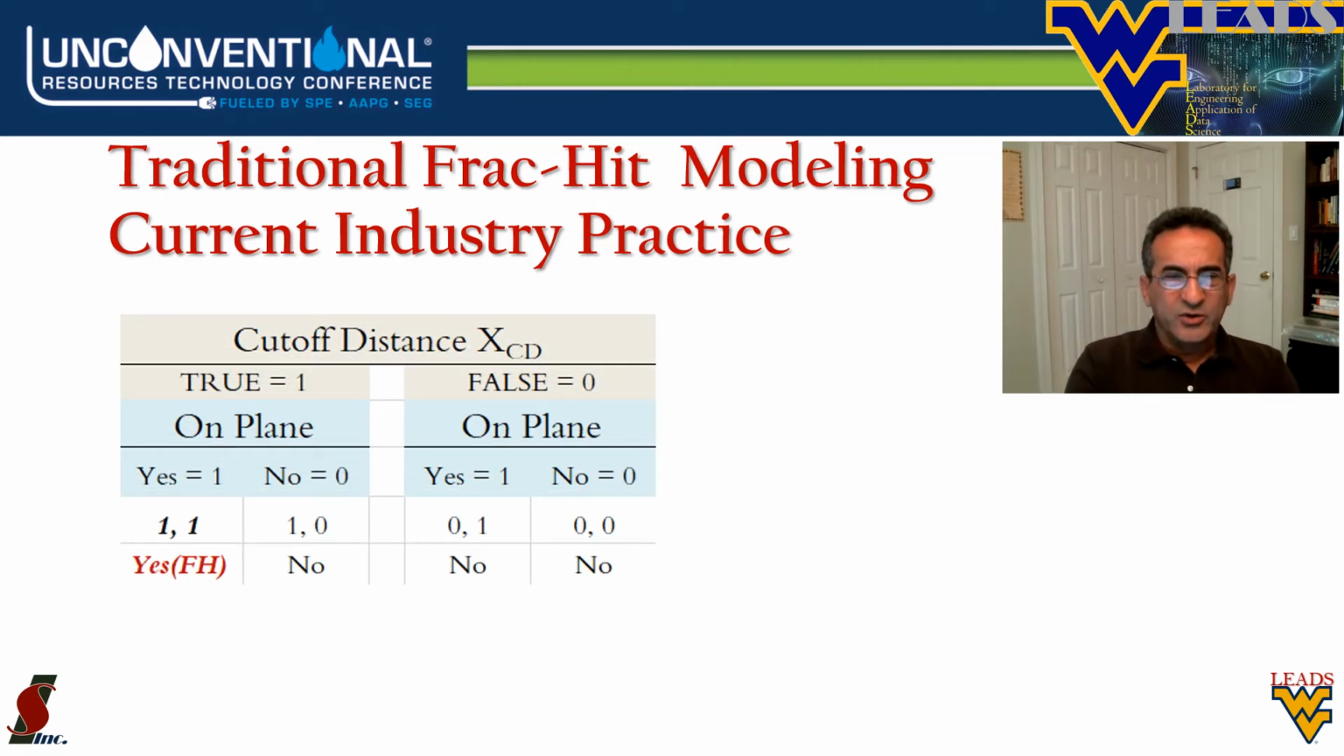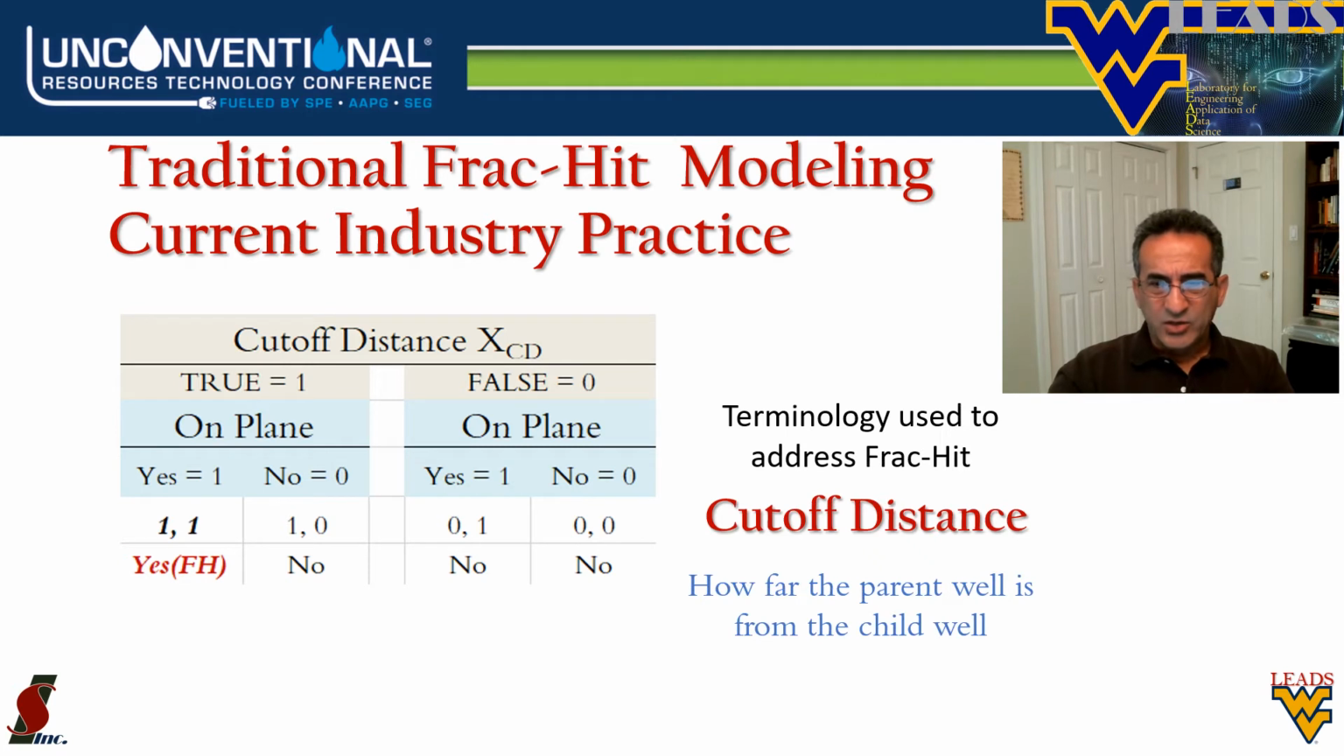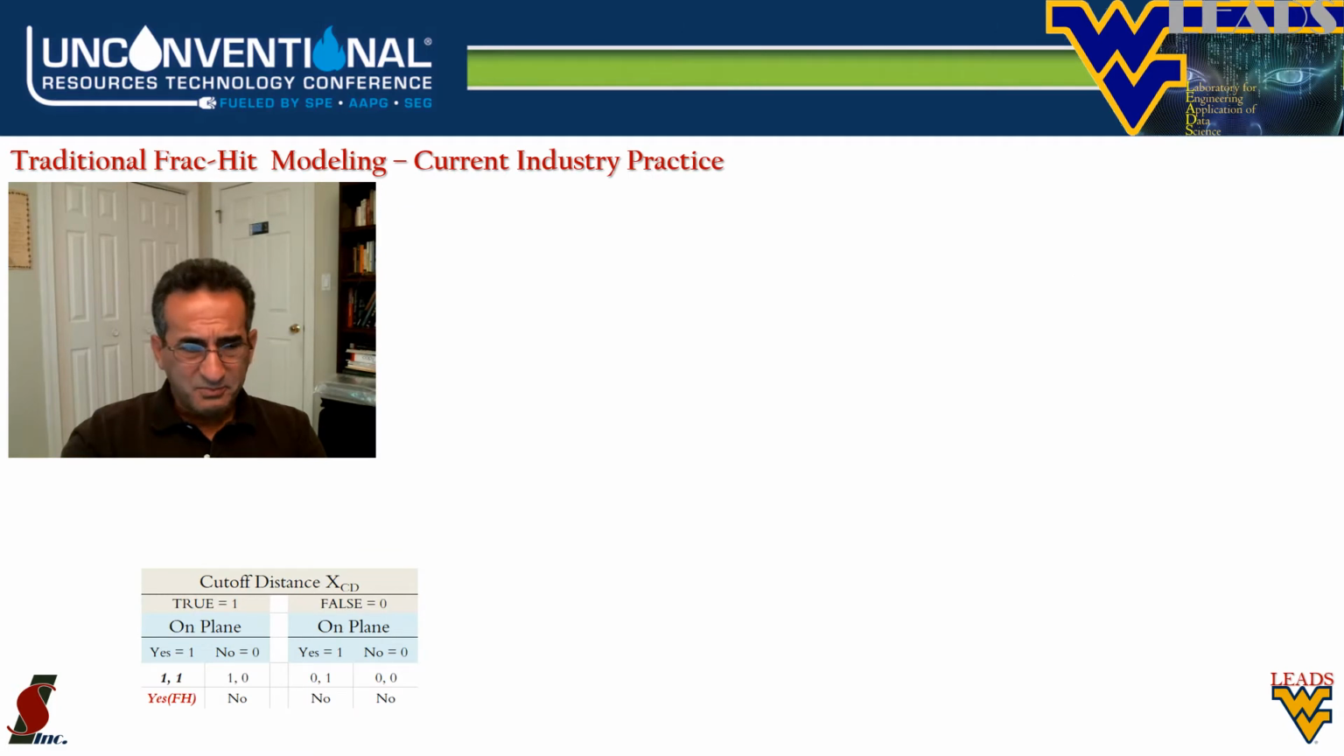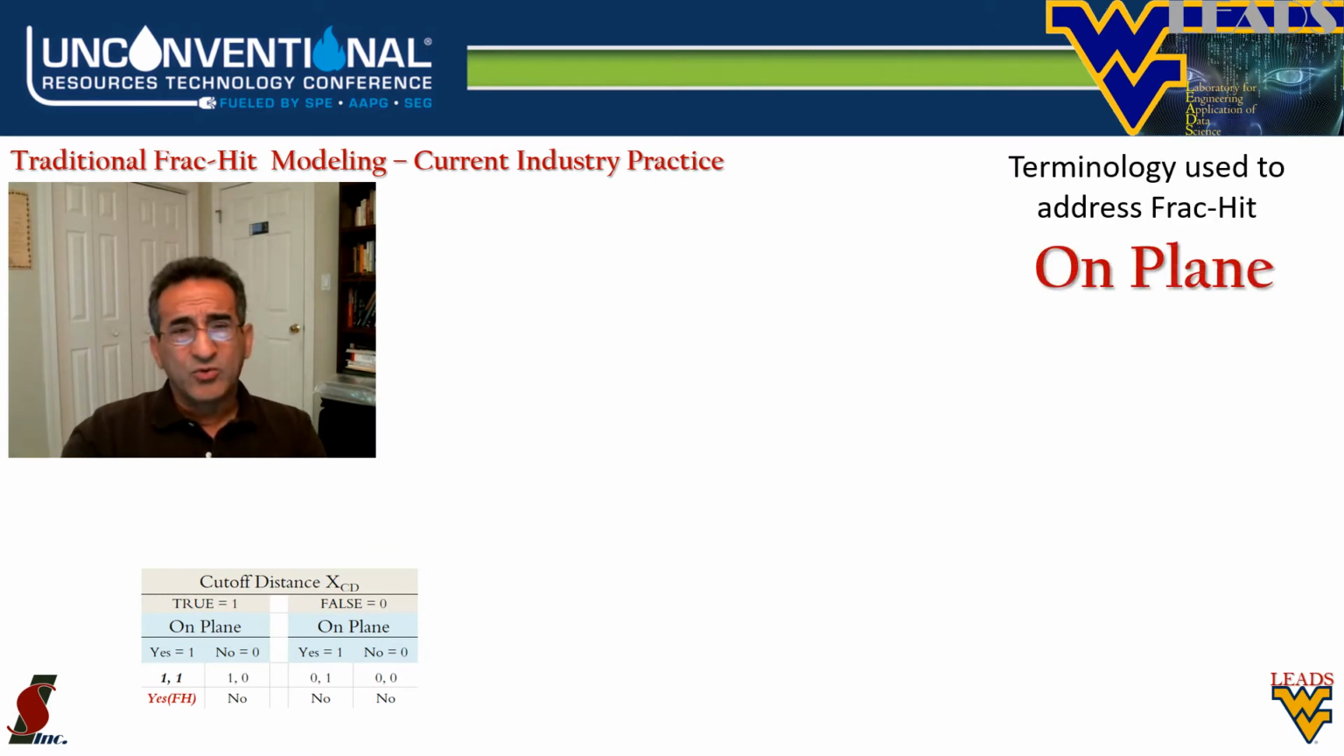So originally, the way this was dealt with in our industry, they said, okay, if your actual distance is less than the cutoff distance, and if that is true, and if you're on plane, I'll talk about that in a second, then there is a possibility of Frac-Hit. If you are further from each other, then no, there is no Frac-Hit regardless of what the on plane is. So the cutoff distance is how far the parent well is from the child well. And the next one is the key on the word on plane.